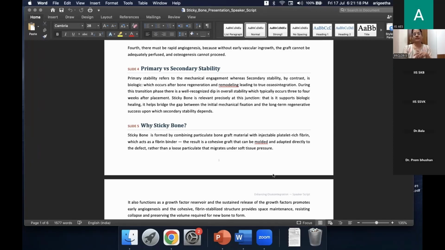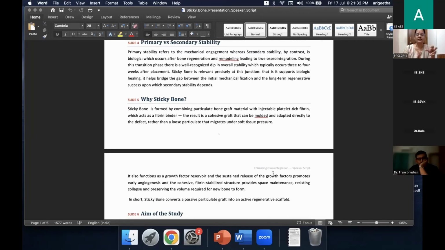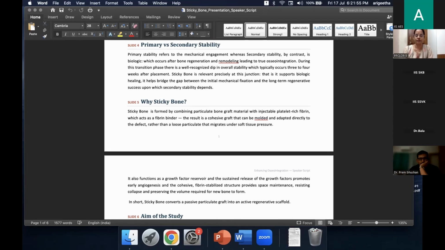Sticky bone is nothing but a particulate bone graft combined with IPRF, which acts as a fibrin binder. This results in a cohesive graft that can be molded and adapted directly to the defect. Second, it also acts as a growth factor reservoir. There will be a sustained release of growth factors, which promotes early angiogenesis, and the cohesive fibrin-stabilized structure will provide space maintenance. It will prevent collapse and preserve the volume required for new bone formation. In short, sticky bone converts a passive particulate graft into an active regenerative scaffold.